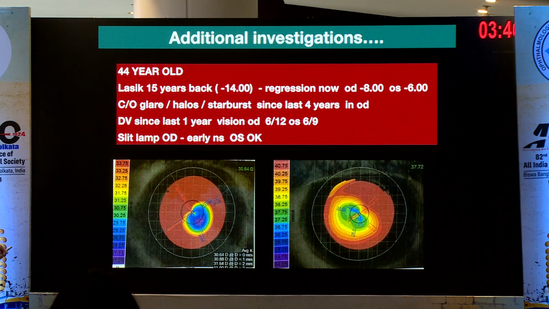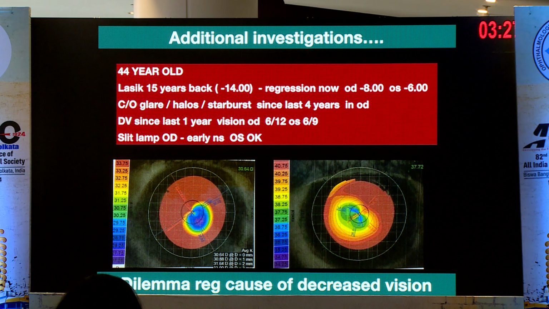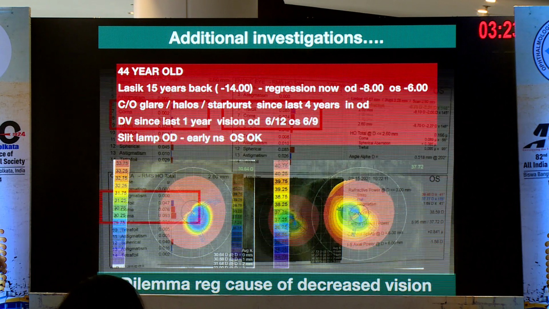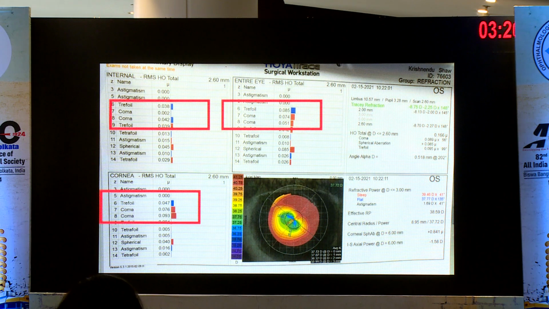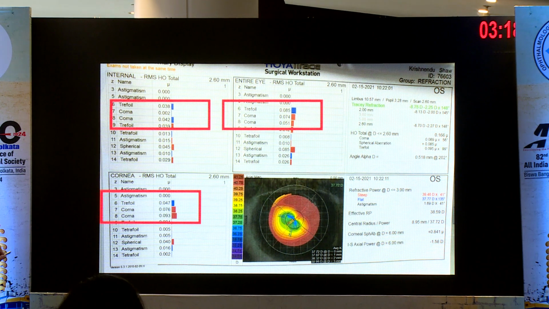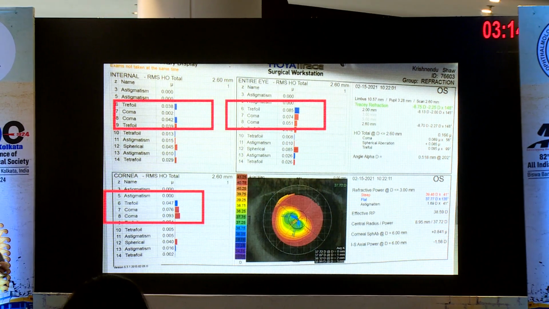Sometimes you need additional investigation. This was a patient who had a LASIK about 15 years back, had a regression, and was complaining in the right eye of glare and halos. But in the last 1 year, he further had a decrease in vision. On slit lamp examination, he had early nuclear sclerosis. You see the right eye map, the left eye map, both show a slightly decentered ablation. Now, what the dilemma is, what is causing the decreased vision? Which component is more? In these cases, iTrace helps. You can see the left eye, all the aberration values are well within the normal range. So the left eye per se, the quality of vision is quite okay.